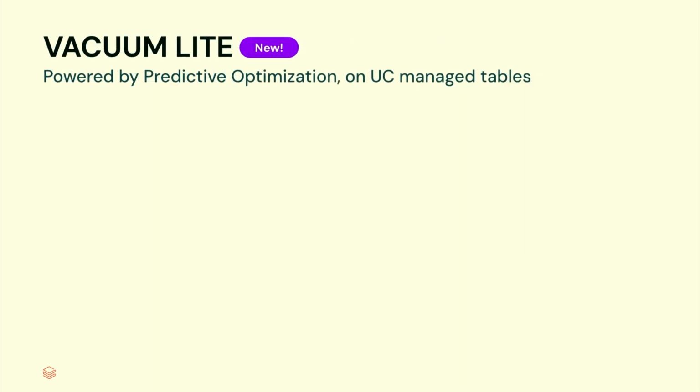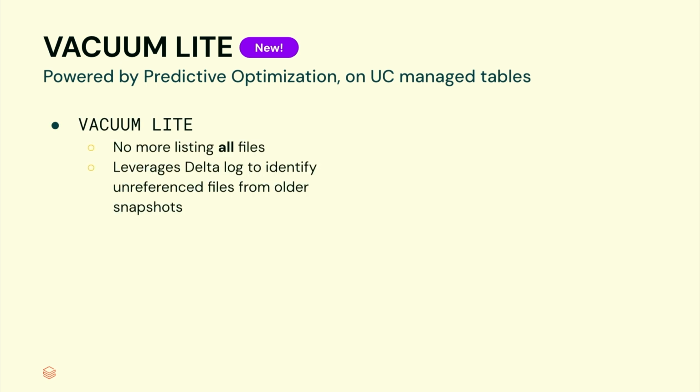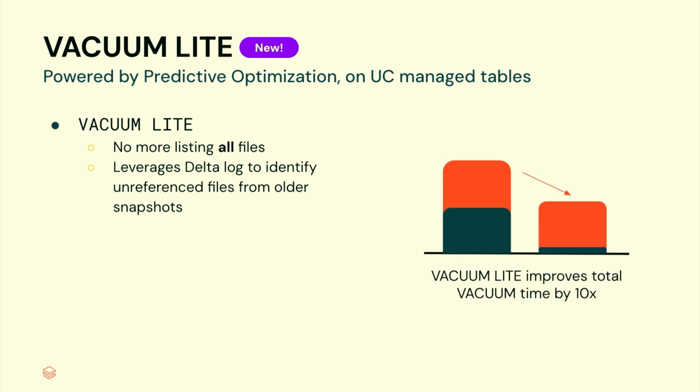Introducing vacuum light. It's a new SQL command, no more listing files. Vacuum light leverages the delta log and identifies these unreferenced files from older snapshots of your data, and reduces and removes the need for listing all these files. So the vacuum I ran before, which took 50 minutes, now ran in less than 5 minutes. It was awesome.